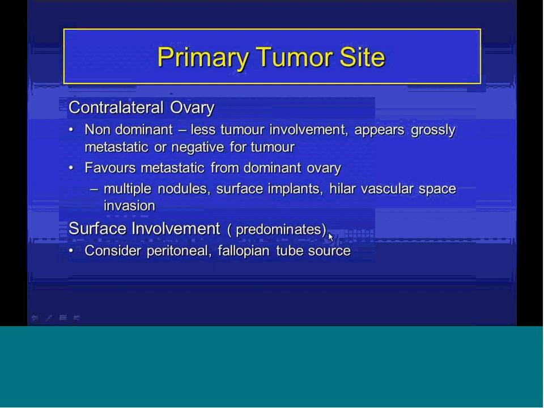It's also important to consider surface involvement. Here I'm talking about serous tumors. If the tumor predominantly involves the surface of the ovary and has that sort of shag carpet appearance without a lot of cortical involvement, it's important to consider a peritoneal or fallopian tube source and to carefully look at the other specimens you have and consider where the bulk of disease really sits.